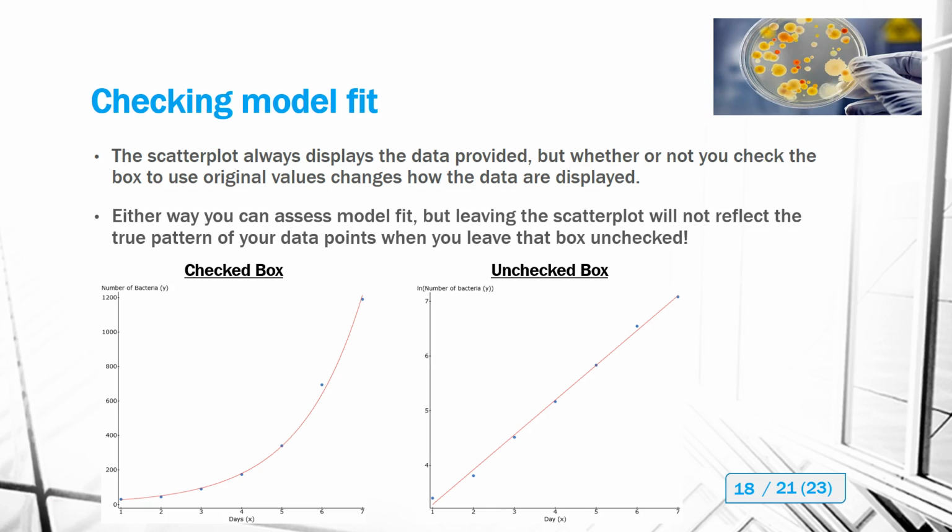So if you don't check that box, then StatCrunch is going to assume you want a straight line for your scatter plot. Well, what we want to see is the true pattern of the data points, and that's why you check that box. So make sure you check that box so that then you can select the right answer option when you're asked, what does a scatter plot look like?